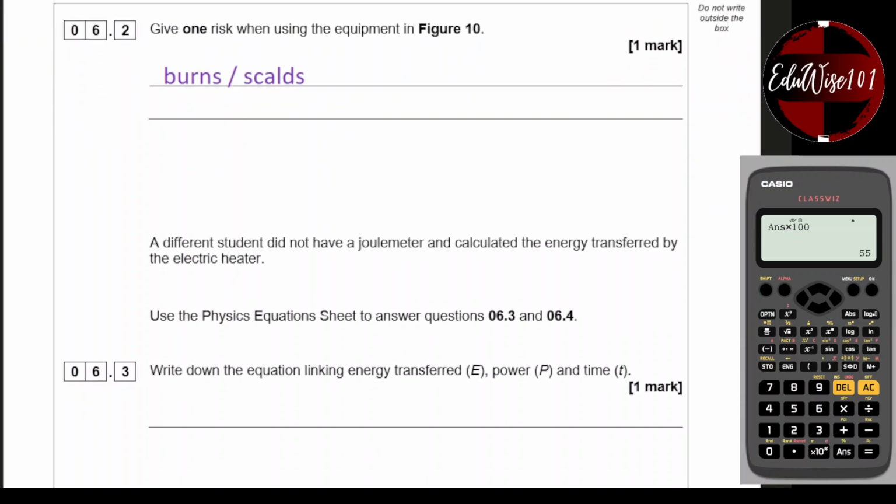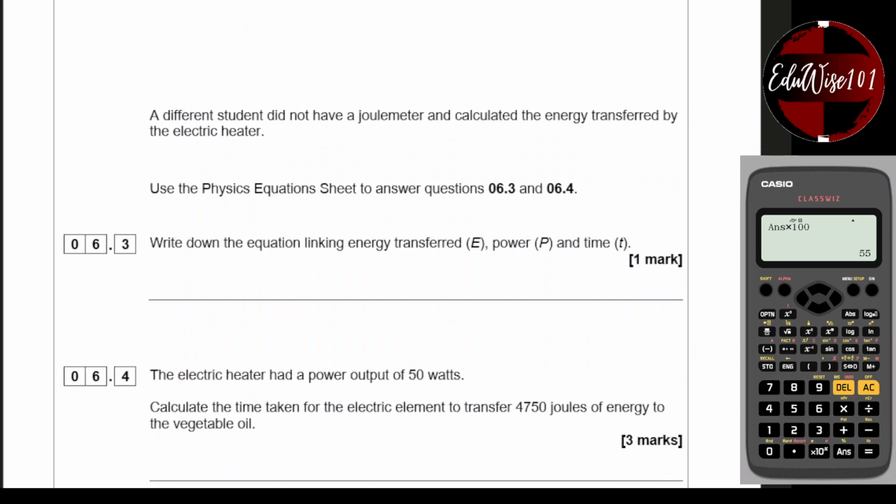A different student did not have a joule meter and calculated the energy transferred by the electric heater. Use the equation sheet to answer the questions. Write down the equation that links energy transferred, which is E, power, which is P, and the time. So if you look in the equation sheet, you'll find the equation that links all 3 of them.